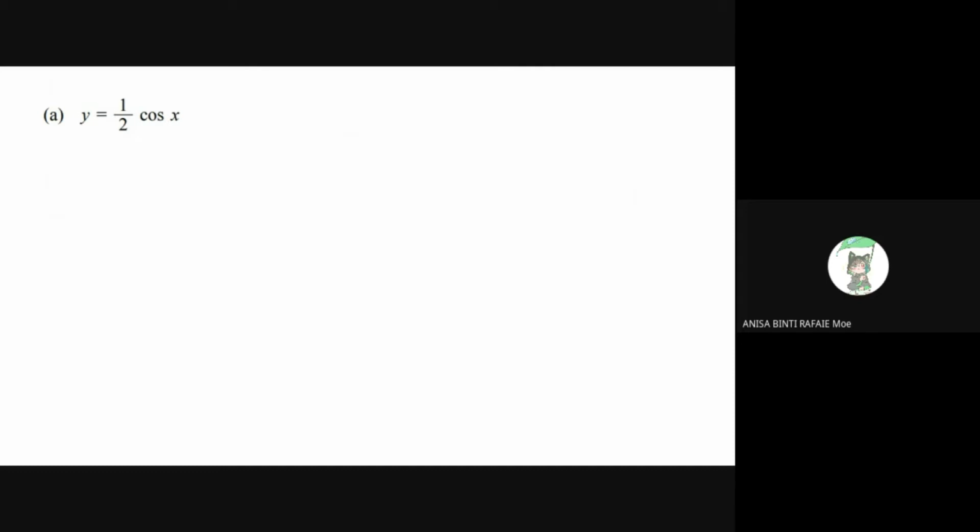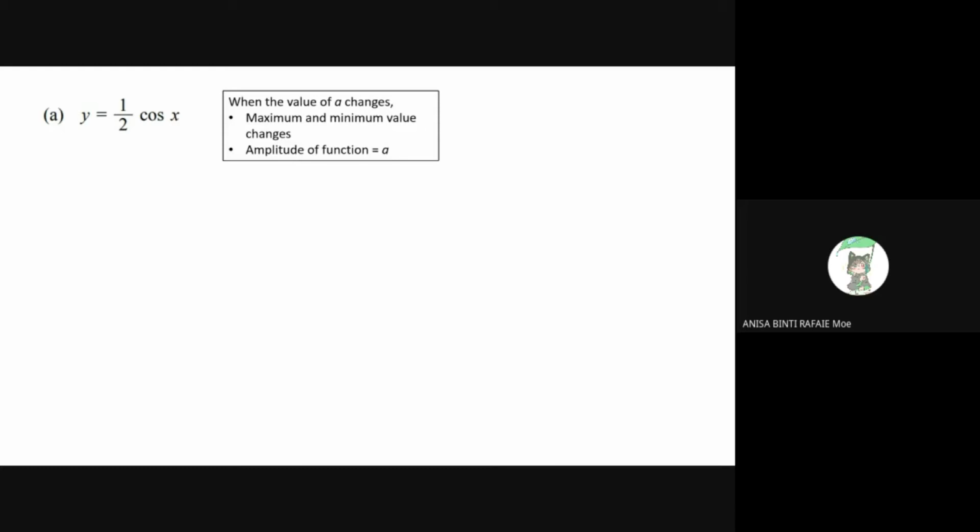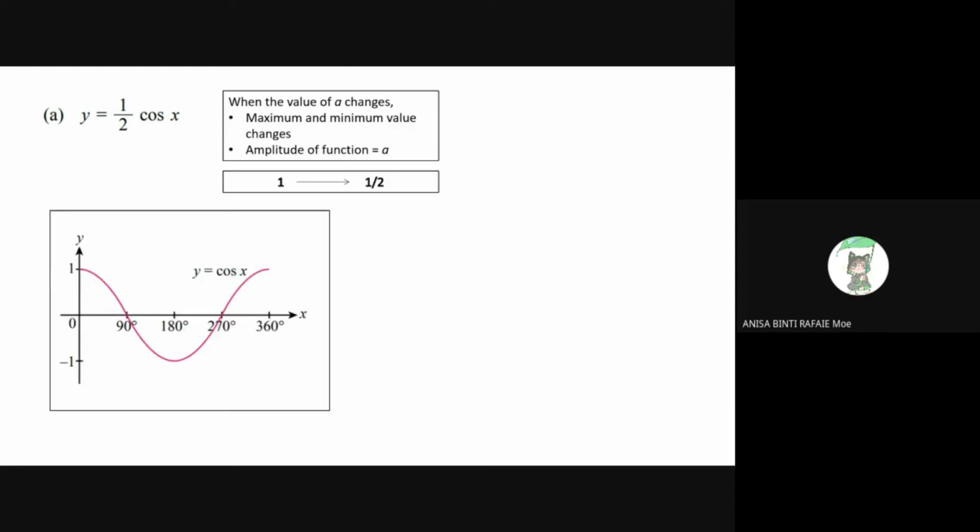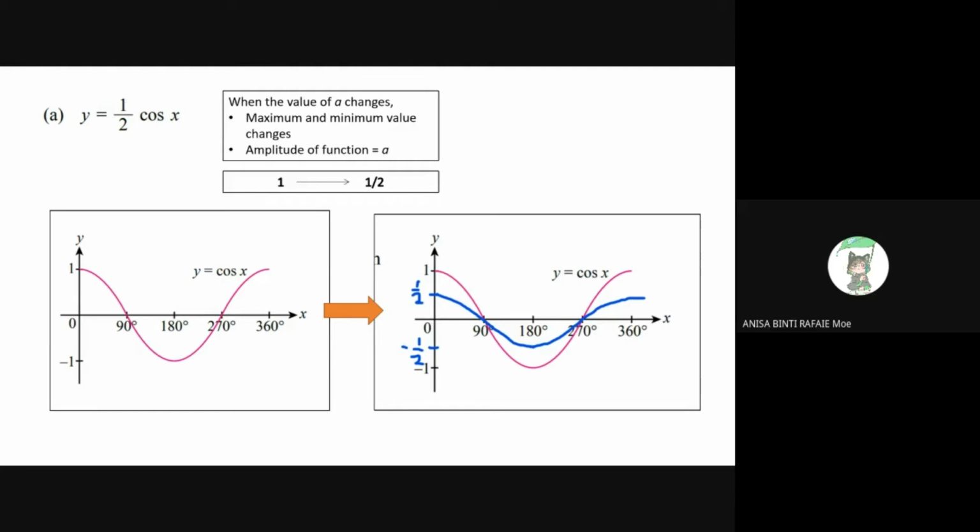In this question, we can see that the value of a changes. When the value of a changes, the maximum and minimum values change, and also the amplitude of the function equals a. So the value of a, which is 1, changes to 1 over 2. This is the original y equals cos x graph, and when the value of a changes, the maximum point will become 1 over 2 and the minimum point will become negative 1 over 2. So this is the graph that I've drawn, and this is the answer for question number 1.